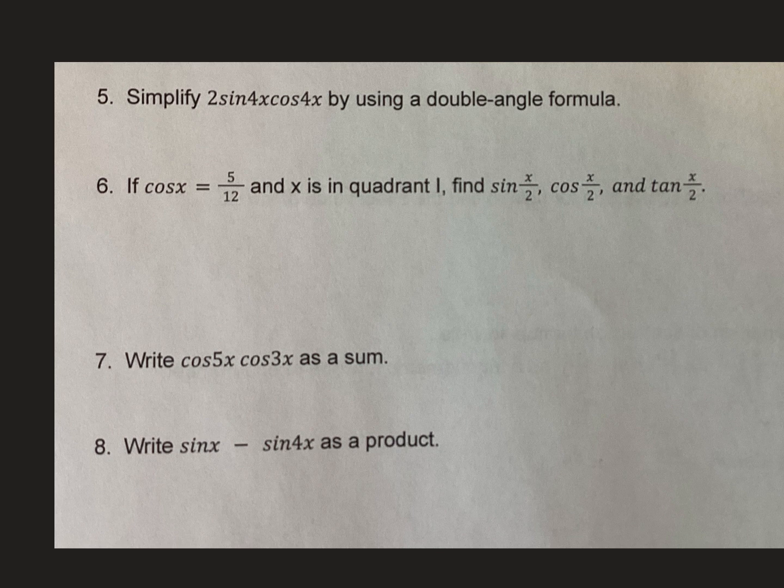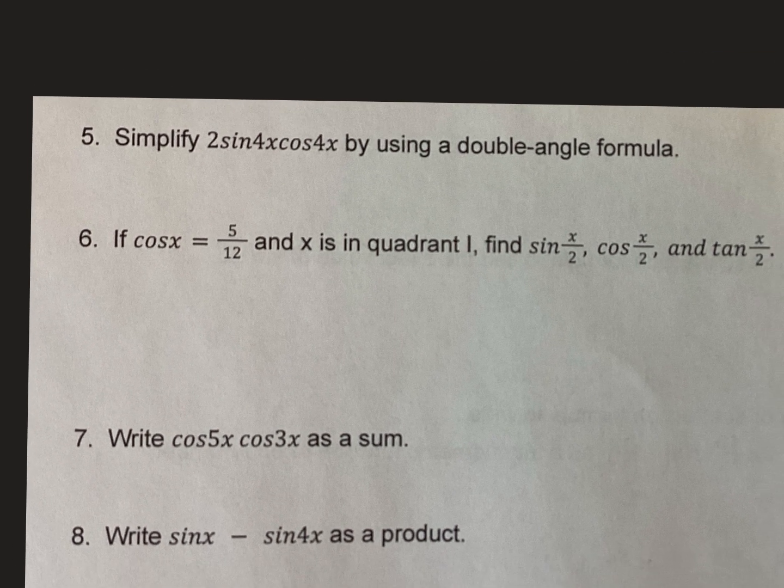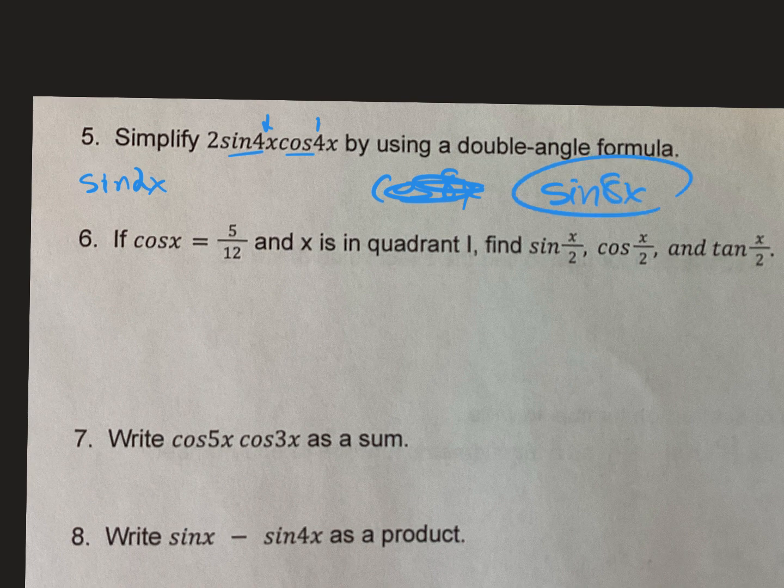Number 5, simplify by using double angle. Now, if you look at this, it says 2 times sine times cosine. If you look at your double angle, that is basically sine 2x. That is the formula for sine 2x. All right, that's the x. So my answer, I'm just going to double that angle and say sine 8x. I don't know why I wrote cosine. Sine 8x. All you got to do. Not much work on that one.